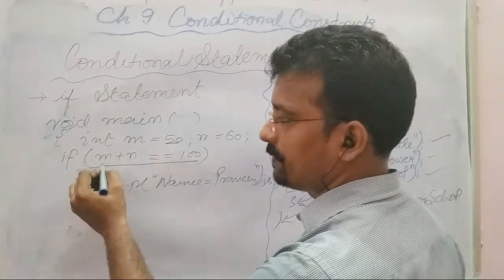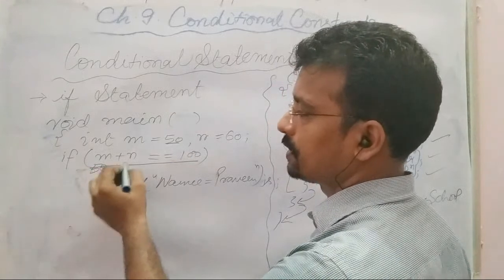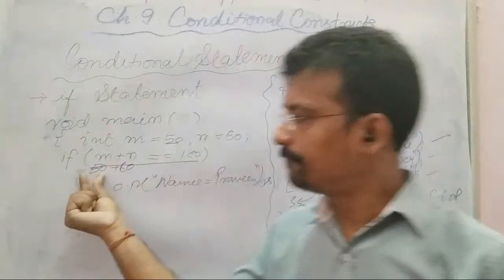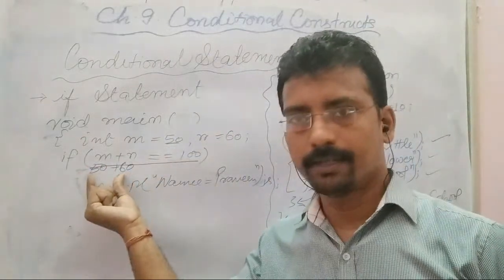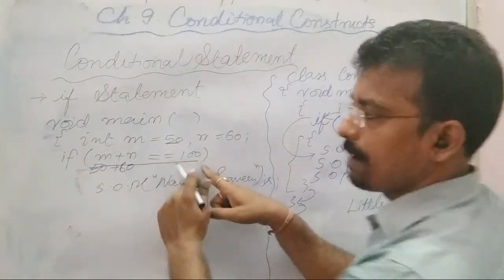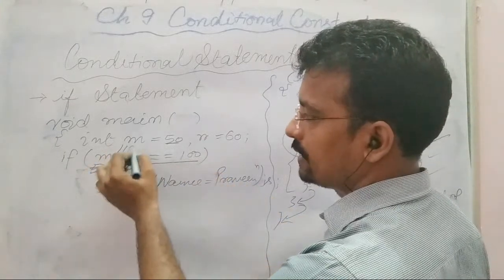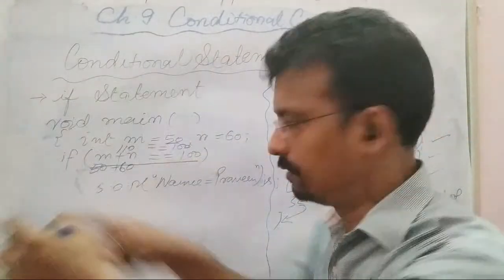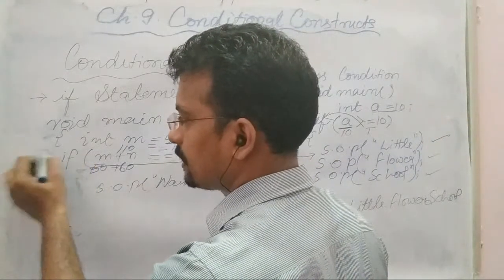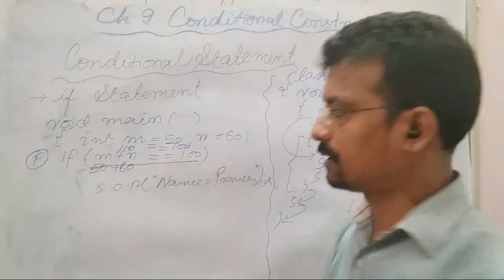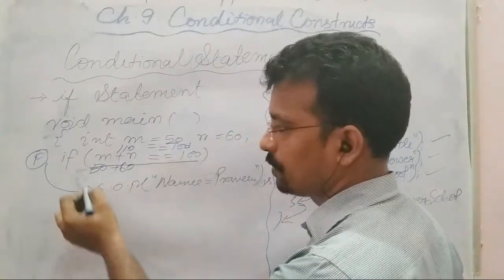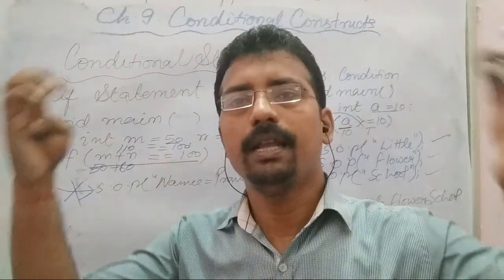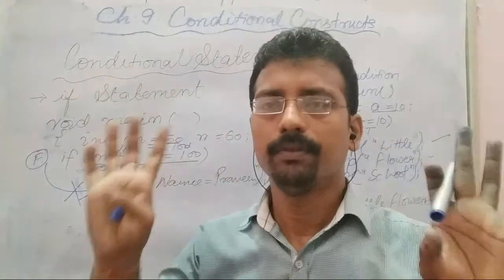First, we will perform the mathematical operation. The system calls the value of m and the value of n and adds them. It comes to 110. Then it compares 110 exactly equal to 100. The answer comes false. This if condition gets false. Due to this false, if will not allow execution of this statement, so your program will not give any kind of result.